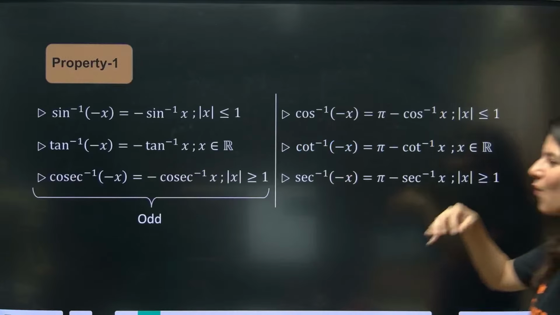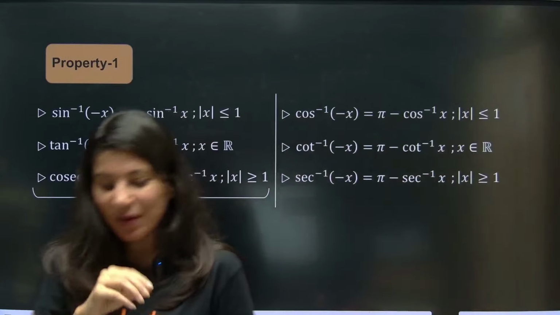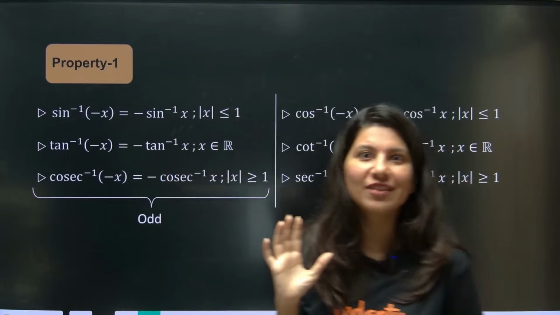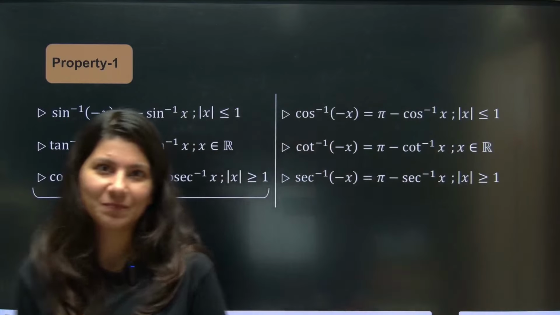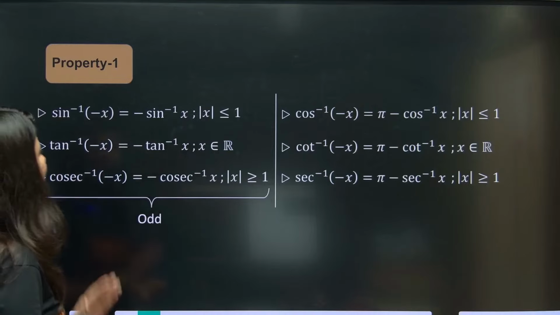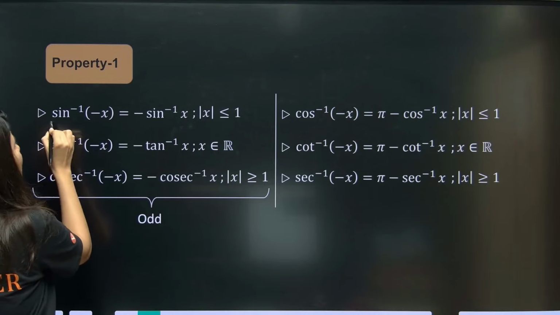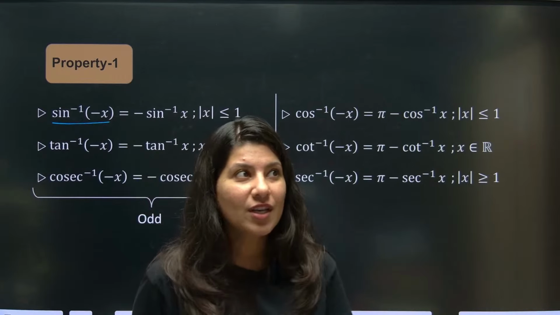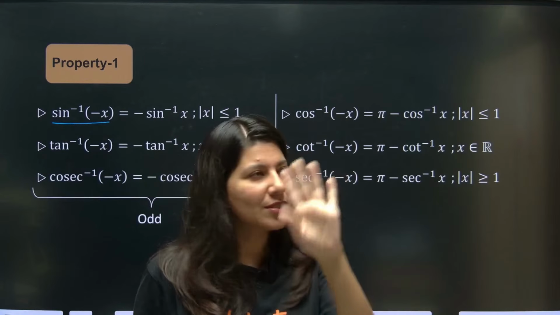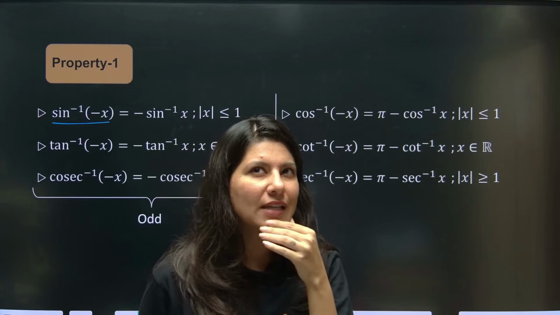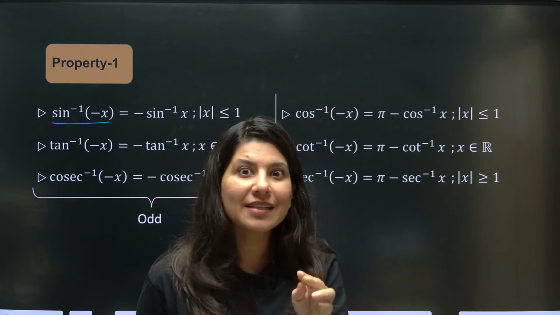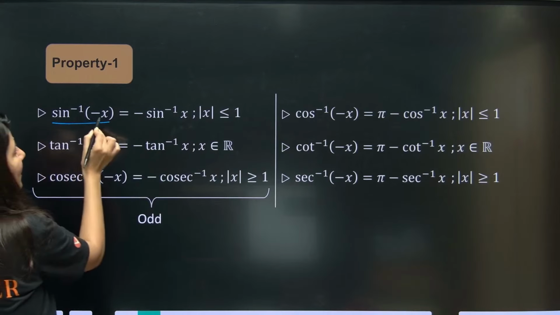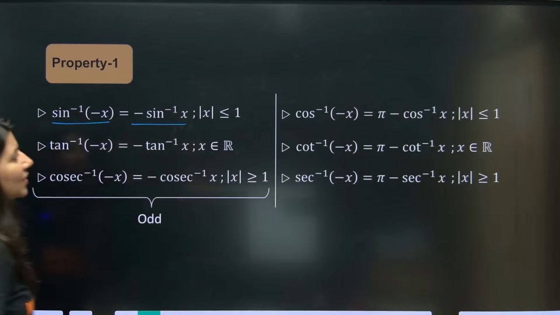Now property number 1. Property number 1 is something which you have already studied subconsciously with me and you have applied it already. Okay, so this is nothing but sine inverse minus x. Suppose you get sine inverse minus half. What do you do? Sine inverse half is 30 degree, pi by 6. Sine inverse minus half is minus pi by 6. You do that or not? So exactly, sine inverse minus x is actually minus sine inverse x.